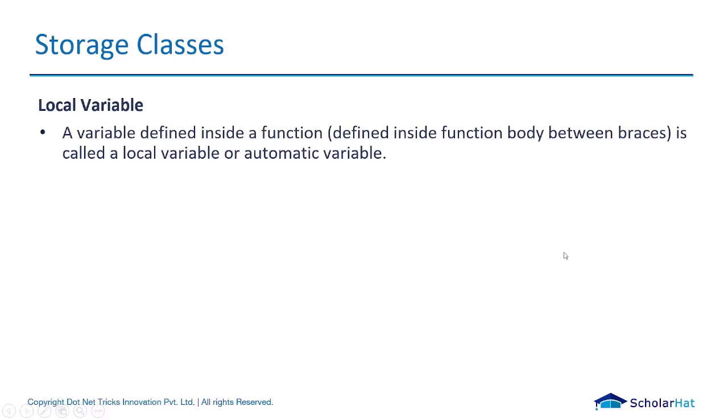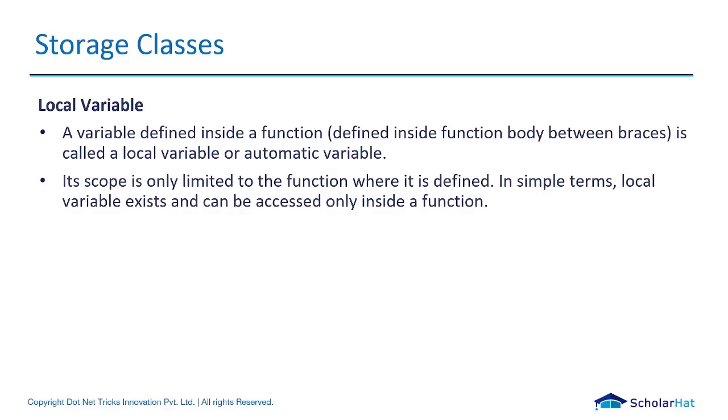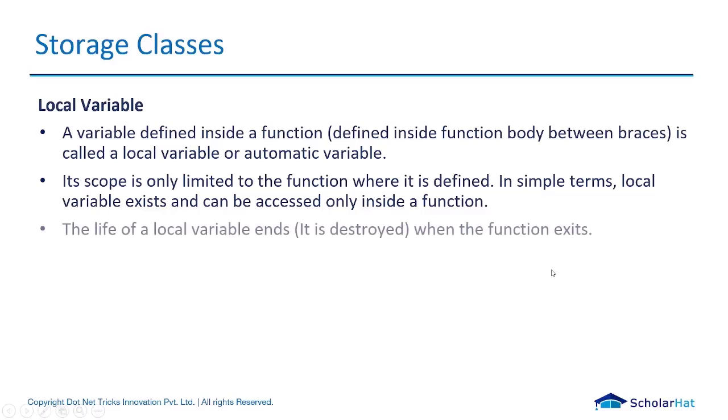Now we're going to see local variables and global variables in detail. A variable defined inside a function body, between braces, is called a local variable or automatic variable. Its scope is limited to the function where it is defined. In simple terms, a local variable can be accessed only inside a function. The life of a local variable ends when the function exits. It has existence only as long as that function remains there.